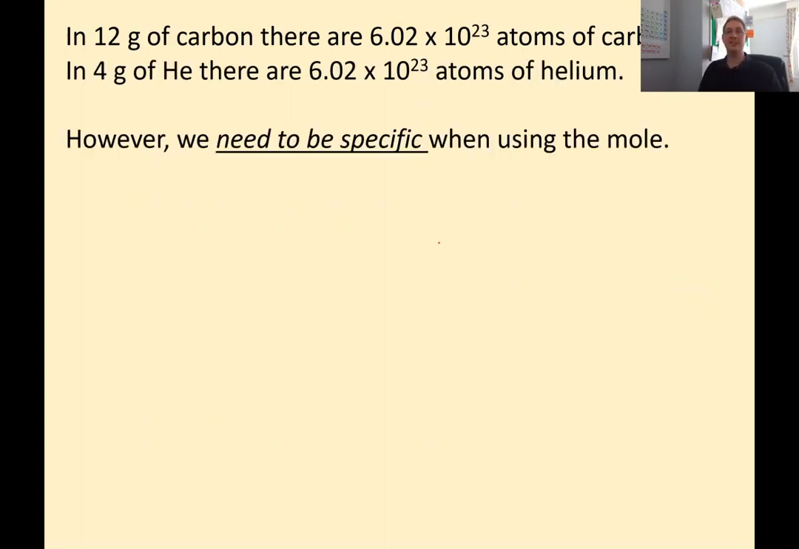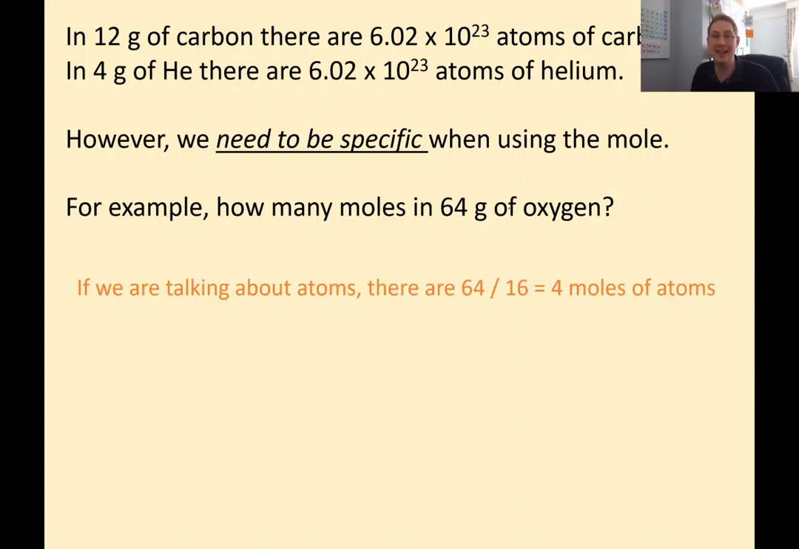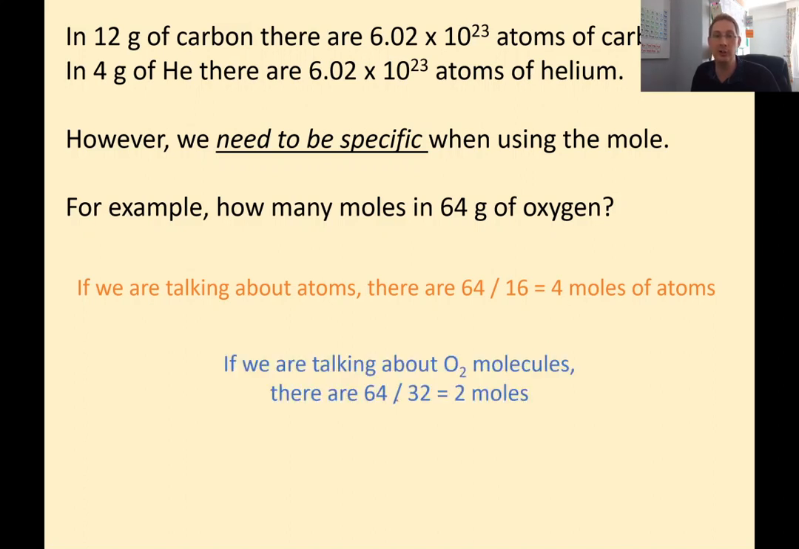We need to be specific when we're using the mole, because if we are asked how many moles there are in 64 grams of oxygen, it depends on what we're talking about. If we're talking about oxygen gas, then there are 2 moles, because each O2 molecule is 32 grams per mole. But if we're talking about atoms, a compound that contains 64 grams of oxygen, we're not really interested in O2, we're interested in oxygen atoms, and in that case there'd be 4 moles.